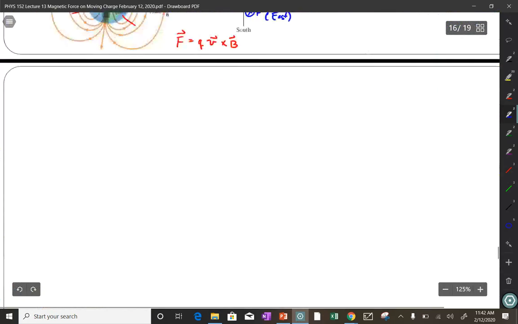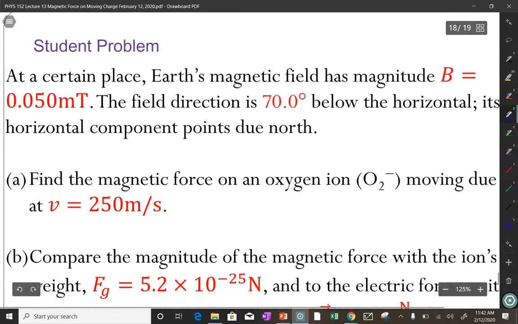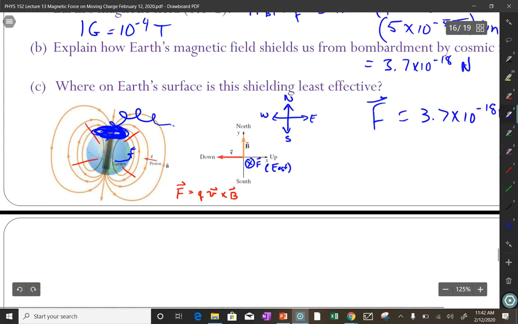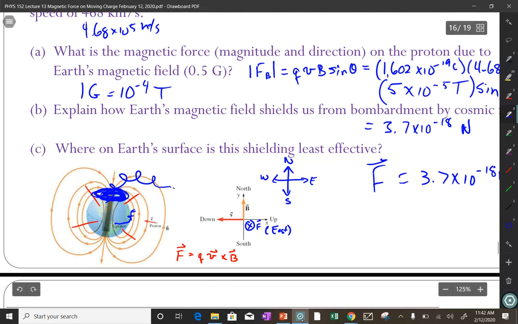Okay, now it's your turn. Look, I did it all on one page. Can you go back? Where on Earth is the shielding least effective? At the poles. At the poles because it's not perpendicular.